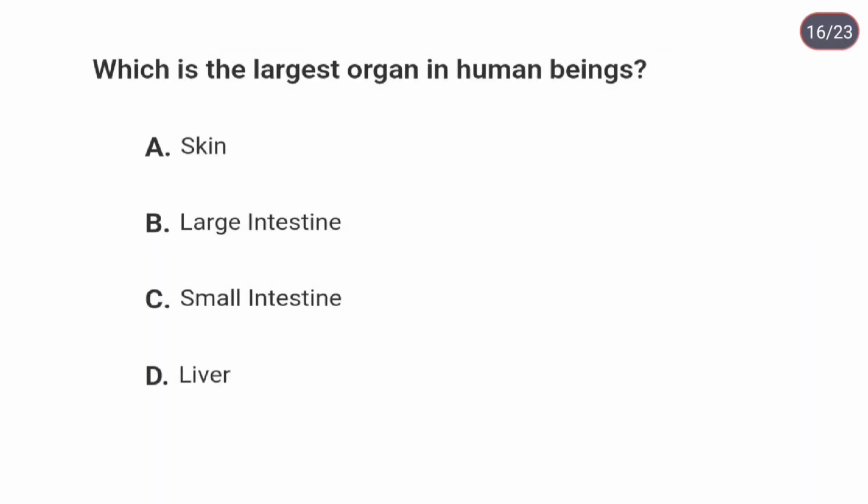Which is the largest organ in the human beings? Skin. The skin is the largest organ of the body with a total area of about 20 square feet. The skin protects us from microbes and the elements, helps regulate body temperature and permits the sensation of touch, heat and cold.